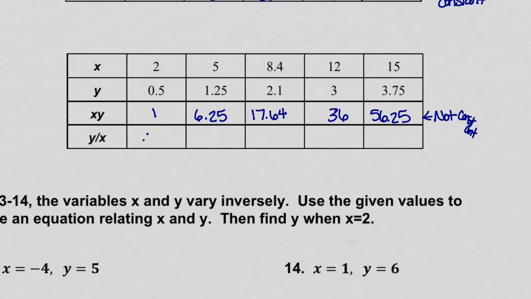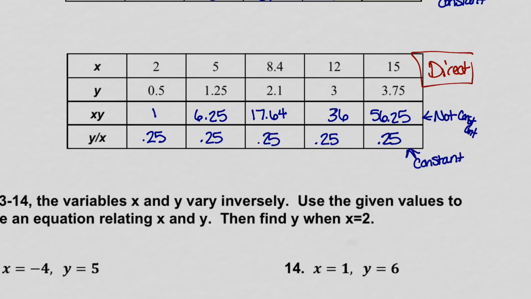So I go across the bottom and do y divided by x. They all are 0.25. So here we have this entire row is constant. So I know I have direct variation. All right, so that's how you're going to check those when you're given just the numbers for x and y.